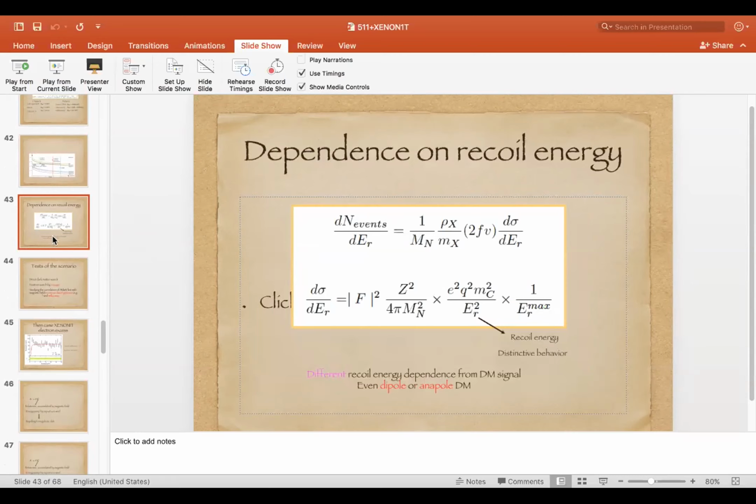Now, here we see the partial cross section of these C particles scattering, and since this is just a Coulomb interaction, it will have a very distinctive behavior relative to the recoil energy, which we can use in principle, if we have enough data, to distinguish it from ordinary scenarios or even dipole or anapole dark matter. Next slide.